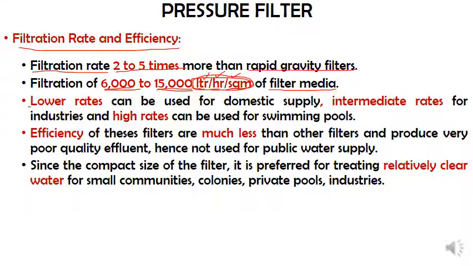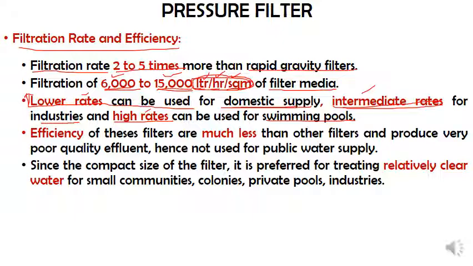Now, lower rates can be used for domestic supply, intermediate rates can be used for industries, and high rates of filtration can be used for swimming pools. What do we mean by low, intermediate, and high rates? It is nothing but the rate of filtration, because the variation here is quite large, 6,000 to 15,000. Why do we need a lower rate for domestic supply? Because if the rate is lower, your efficiency will be more. Usually we don't use it for domestic supply, but in any case lower rates can be applied for a domestic or small community.